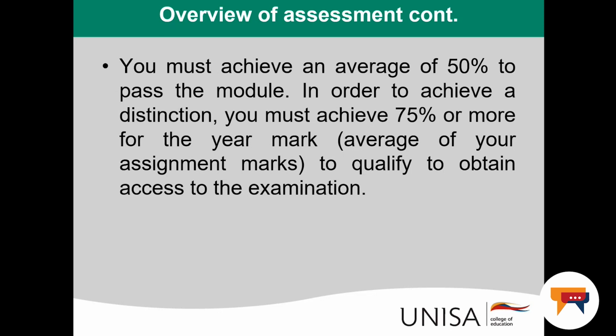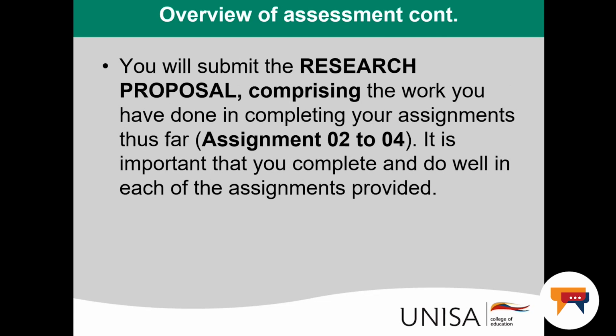We are continuing with the overview of the assessment. You must achieve an average of 50% to pass the module. In order to achieve a distinction, you must achieve 75% or more for the year mark, the average of your assignment marks, to qualify to obtain access to the examination. You will submit the research proposal comprising the work you have done in completing your assignments 2 to 4. It is important that you complete and do well in each of the assignments provided.